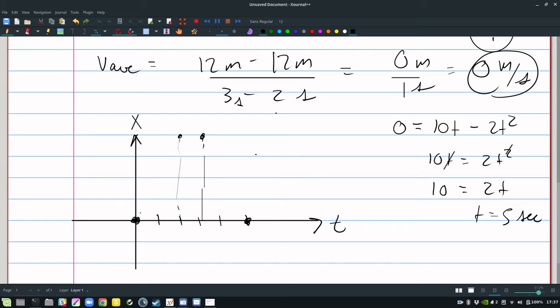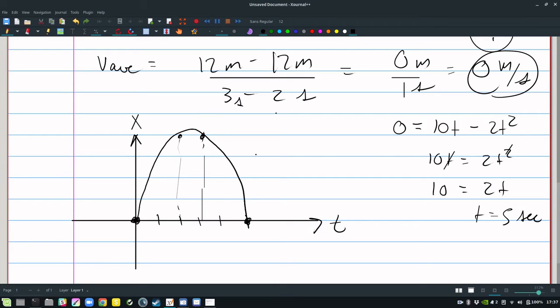So this is what it looks like. Remember, at t equals 2 seconds and 3 seconds, for those 2 times, you get 12 meters. So it looks something like this. That's my best drawing. It's supposed to look like a negatively oriented quadratic. That's the best I can do.